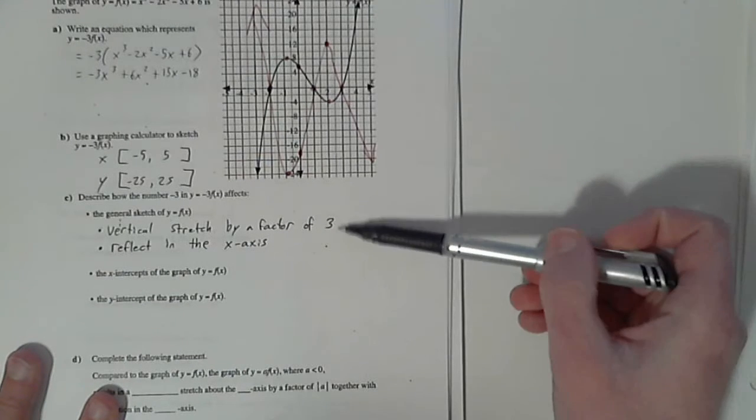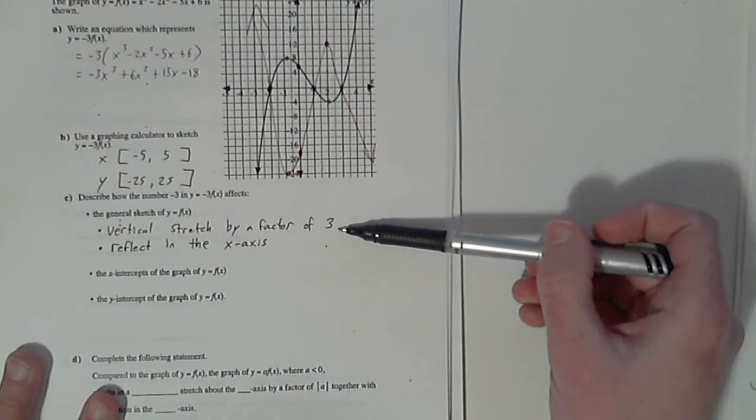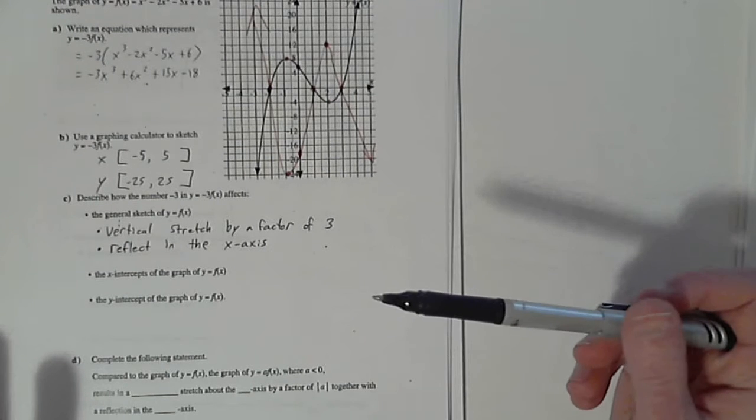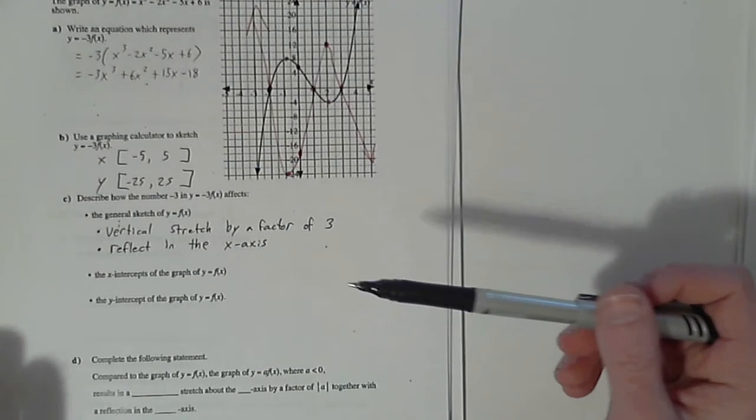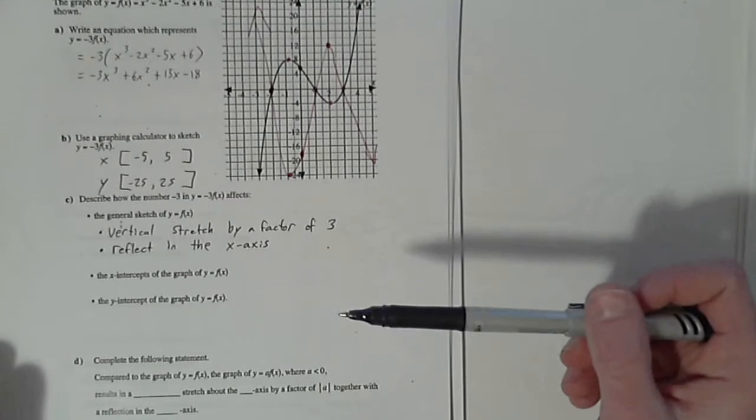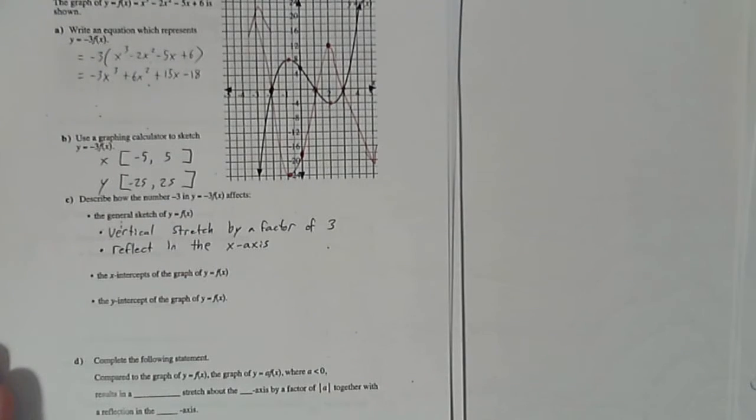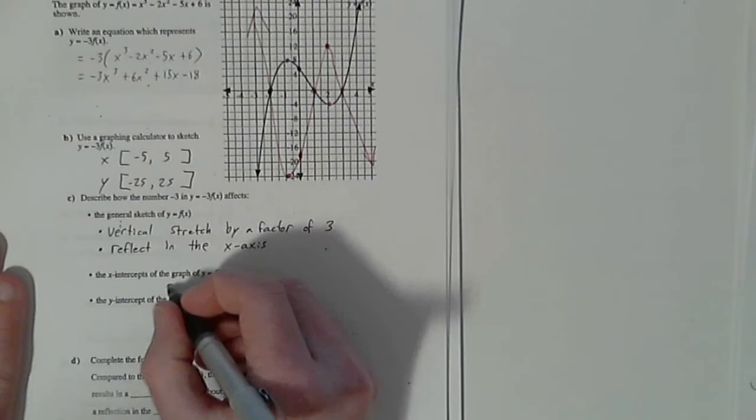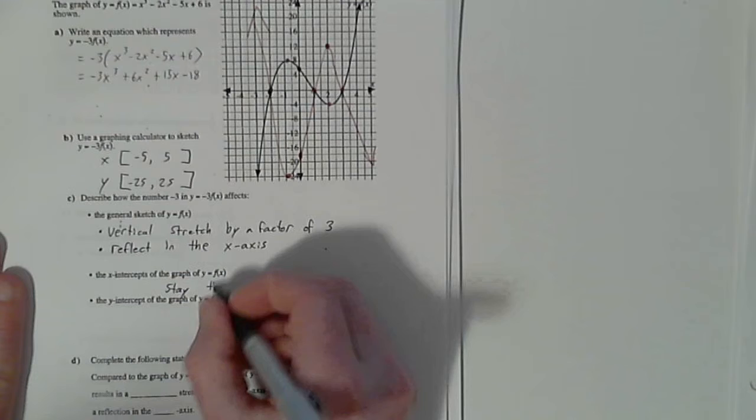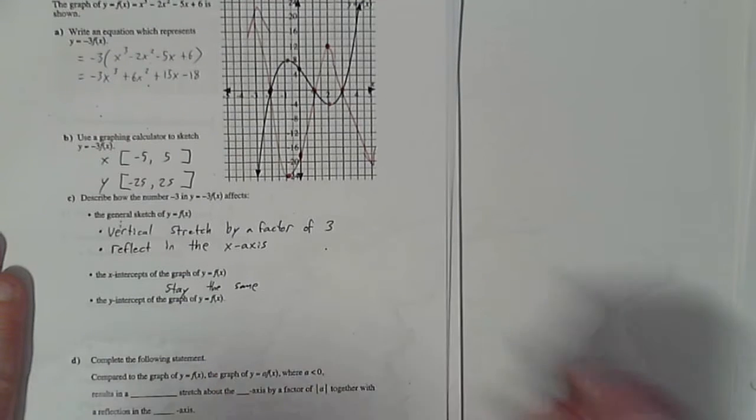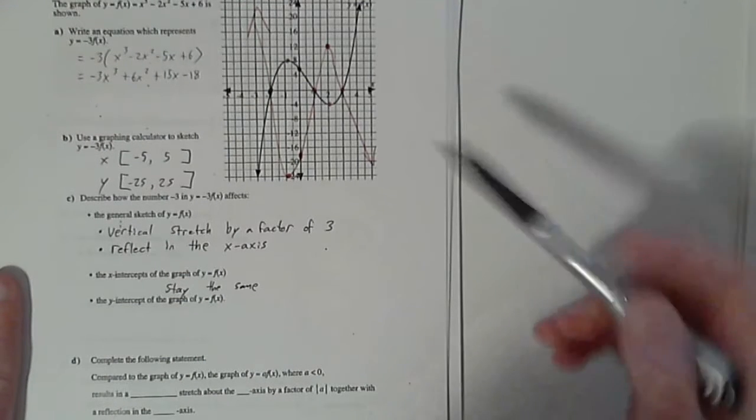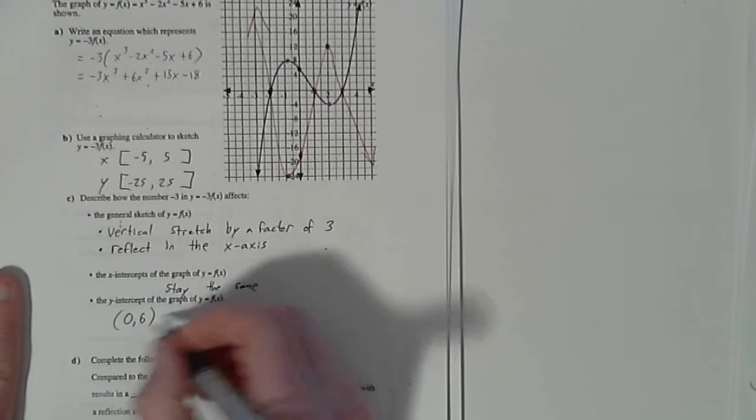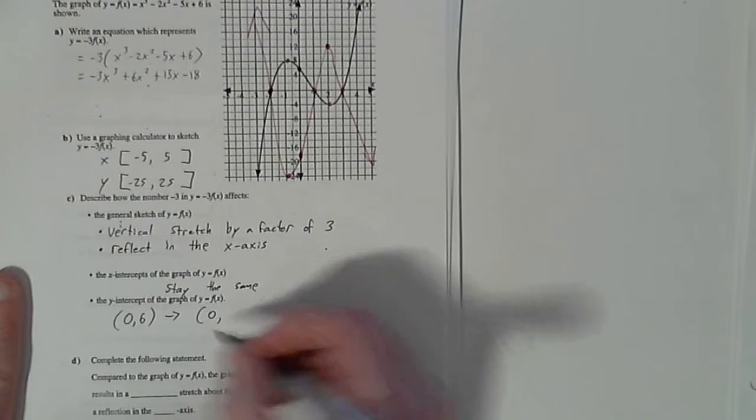I know a lot of people want to write it's a vertical stretch by a factor of -3, but we just never say it like that. It's not technically true. You're not stretching it by a factor of -3. Stretching it by a factor of 3, that's usually an amplitude, so it's an absolute value, and then reflect is its own thing. Okay, what happens to the x-intercepts? Well, they still stay the same. What happens to the y-intercepts? What were our y-intercepts? We only had one. It was at 6. So we went from (0, 6) to (0, -18).